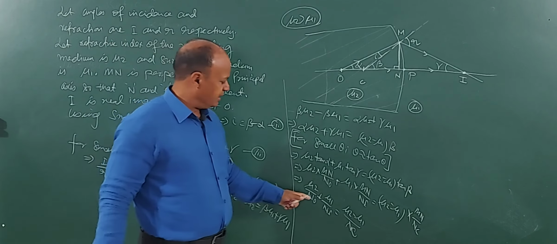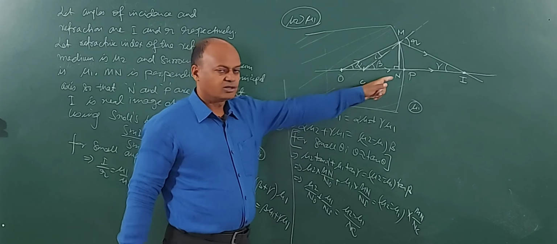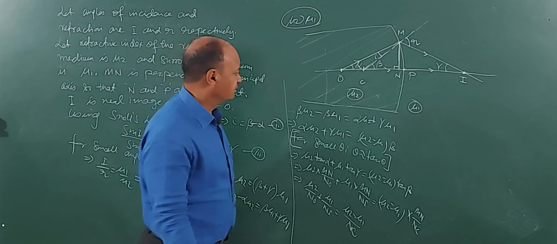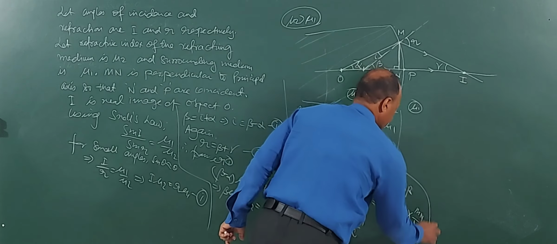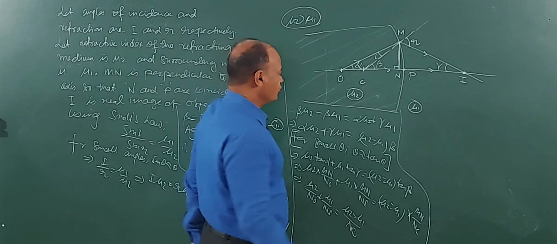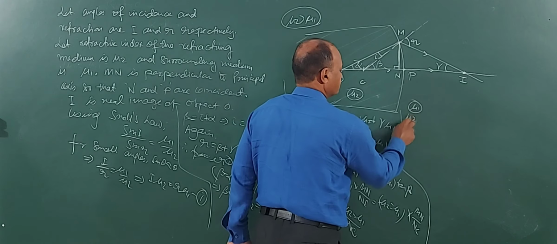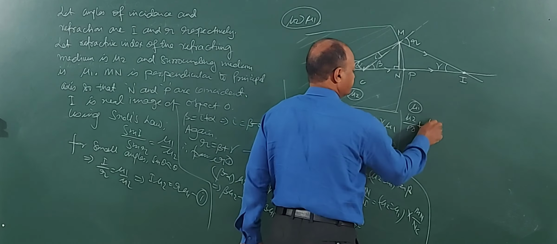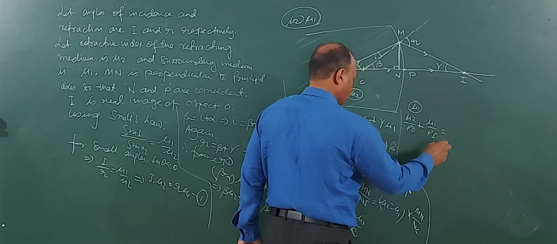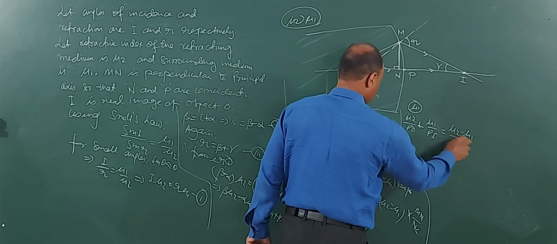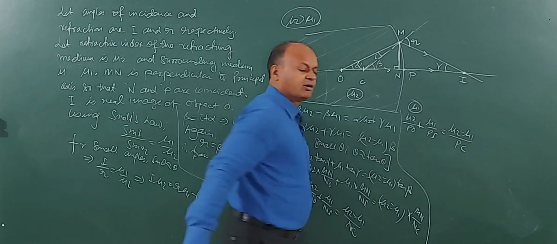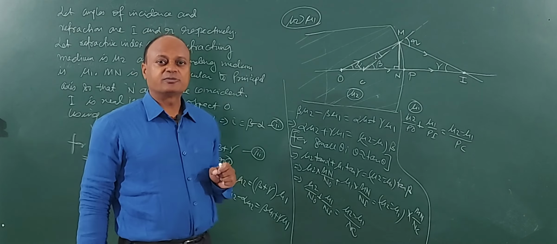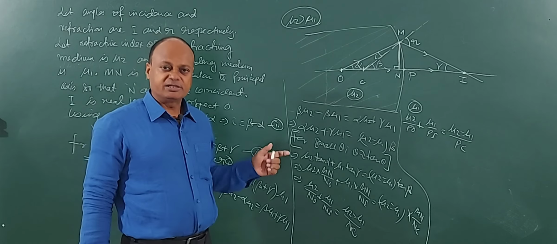Now points n and p are coincident, so I can replace n by what? p. So I can rewrite this equation as mu2 by po plus mu1 by pi is equal to mu2 minus mu1 by pc. What I did, I just replaced all n by p, because actually we are supposed to measure distance from p and not from n, right, because p is the pole.